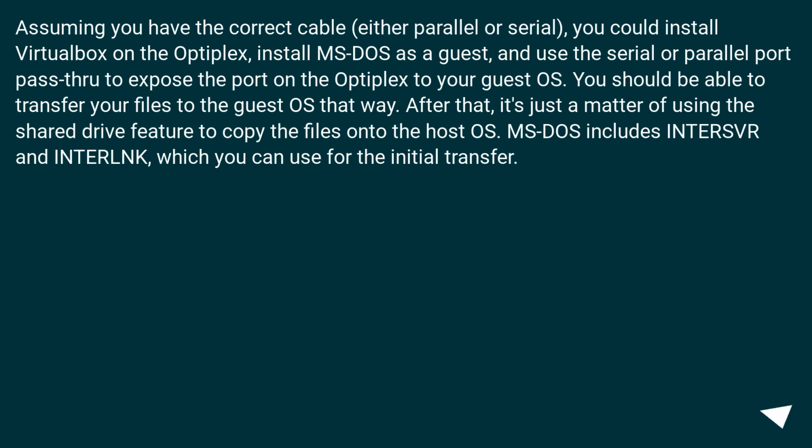Assuming you have the correct cable, either parallel or serial, you could install VirtualBox on the Optiplex, install MS-DOS as a guest, and use the serial or parallel port pass-through to expose the port on the Optiplex to your guest DOS. You should be able to transfer your files to the guest DOS that way. After that, it's just a matter of using the shared drive feature to copy the files onto the host. MS-DOS includes Interlnk and Intersvr, which you can use for the initial transfer.